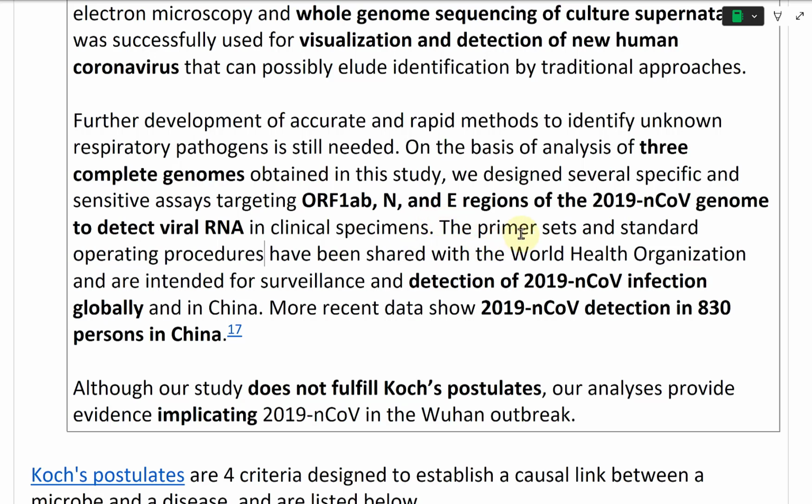So the primer sets and standard operating procedures have been shared with the World Health Organization and are intended for surveillance and detection of 2019 nCoV infection globally and in China. And more recent data show 2019 nCoV detection in 830 persons in China. Interesting. So they've already started testing people.